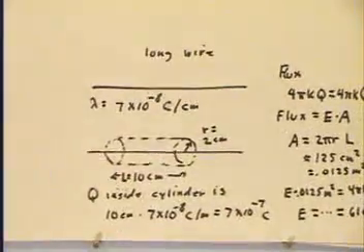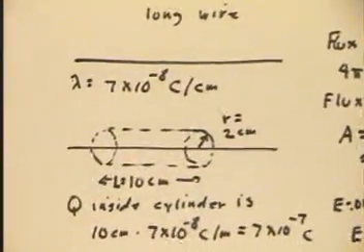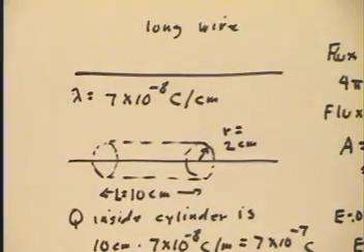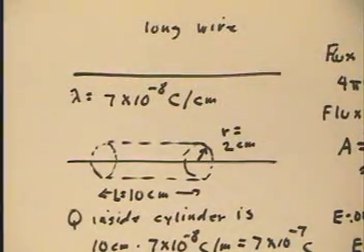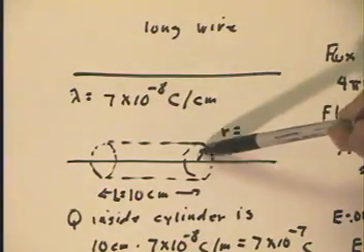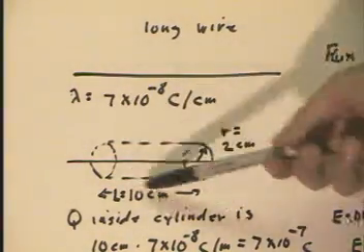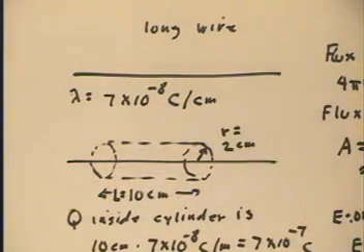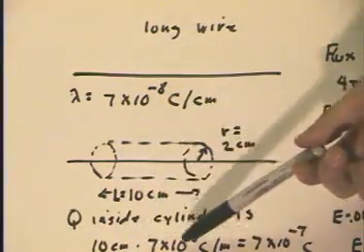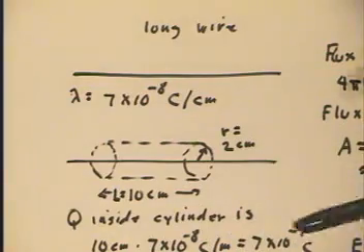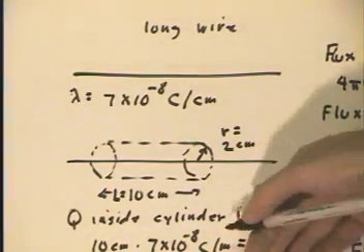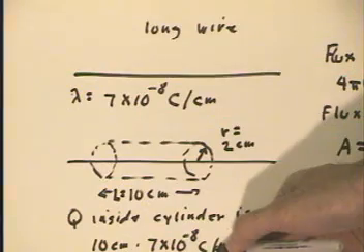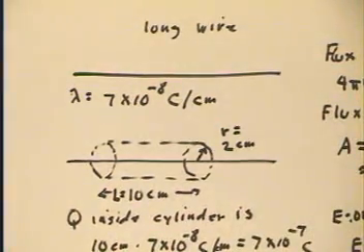Looking at the mathematics of the situation, if we have a long wire with a charge density of 7 times 10 to the negative 8th coulombs per centimeter, and we put a cylinder of radius 2 centimeters around this wire, and the cylinder has a length of 10 centimeters, then the total charge inside the cylinder is going to be the 10 centimeters times the 7 times 10 to the negative 8th coulombs per centimeter. I lost the C in my centimeter there. Or 7 times 10 to the negative 7th coulombs.